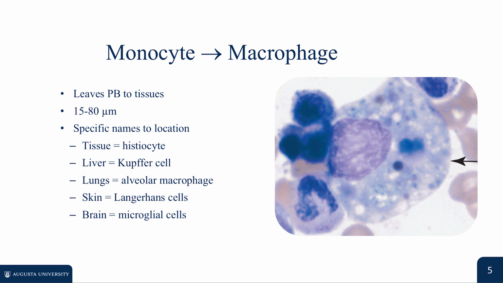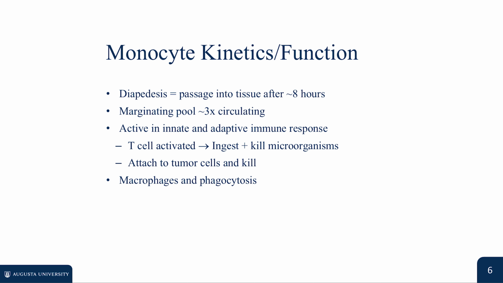In general connective tissue, we refer to them as histiocytes, while in the liver sinusoid, they are called Kupffer cells. In the pulmonary alveoli, they are alveolar macrophages. In the epidermis of the skin, they are Langerhans cells, and within the central nervous system, they function as microglial cells. Looking at peripheral kinetics, monocytes remain in the circulation for approximately 8 hours before undergoing diapedesis into tissue spaces.